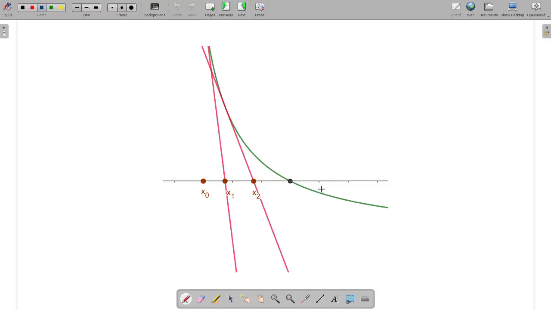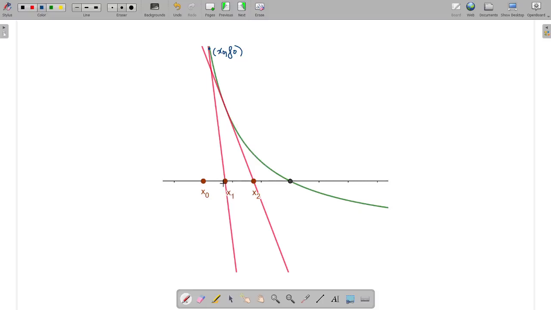using the diagram. So we start with some point x naught. When we start with this point x naught, we look at its image here. We look at the point on the graph, x naught comma f of x naught, and we draw the tangent at this point. After we draw the tangent, we look at where the tangent hits the x-axis. That would be our x1.